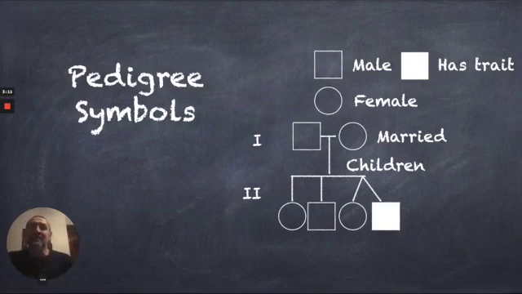If the person has a trait, typically the shape is filled in. So if a male has a trait, the whole square is filled in. If a female has a trait, the whole circle is filled in. If they're a carrier for the trait, a lot of times it's just half filled. All right, so the circle or the square is half filled. And if there's a diagonal line through the shape, that typically means the person is deceased.